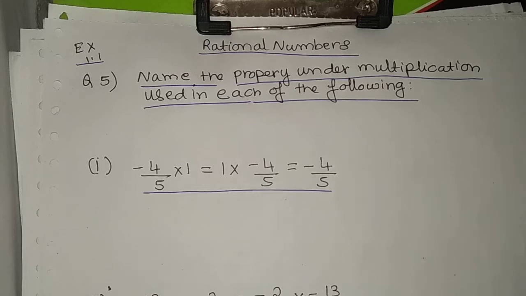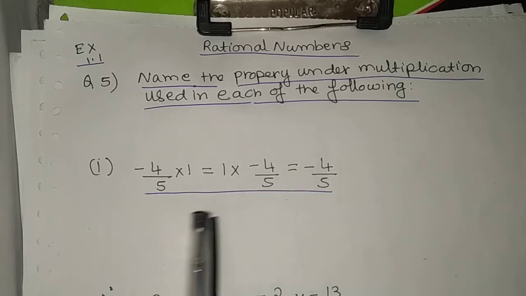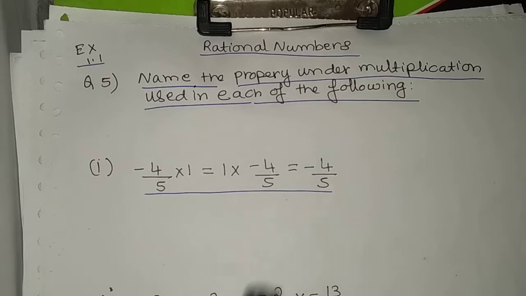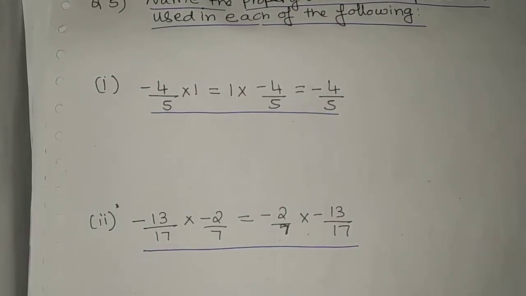In this class, we'll solve exercise 1.1, rational numbers, question 5. Name the property under multiplication used in each of the following. So we have to solve this and just tell which property it holds good. First one we'll consider.